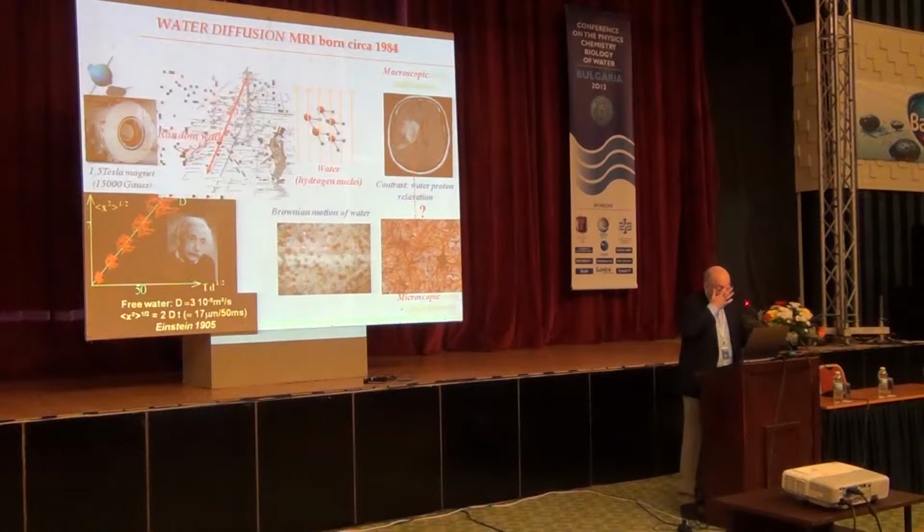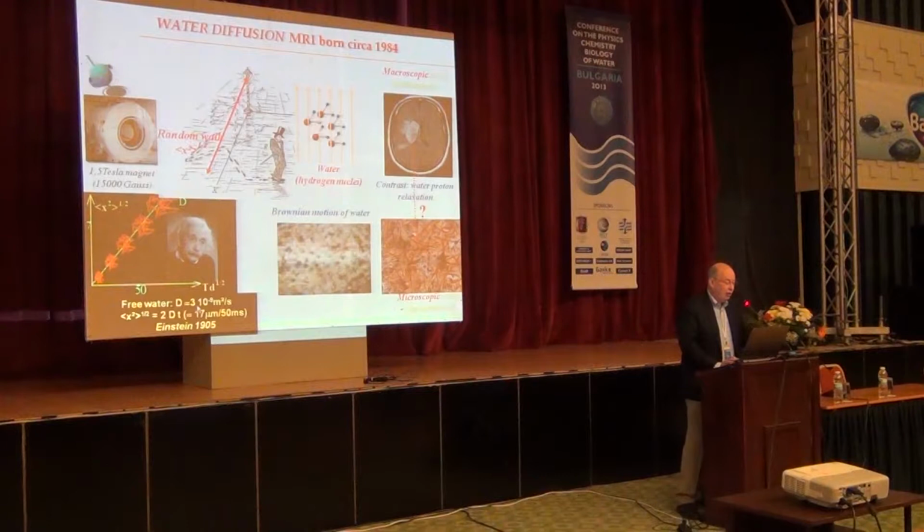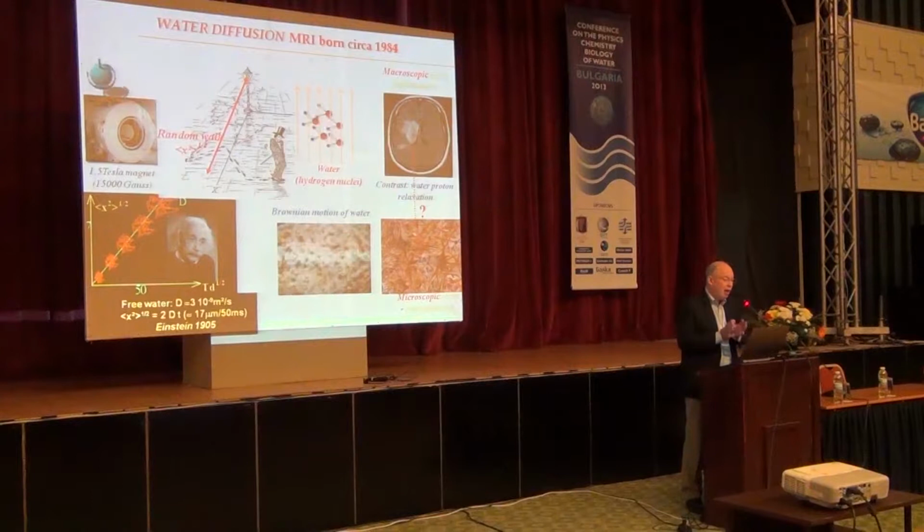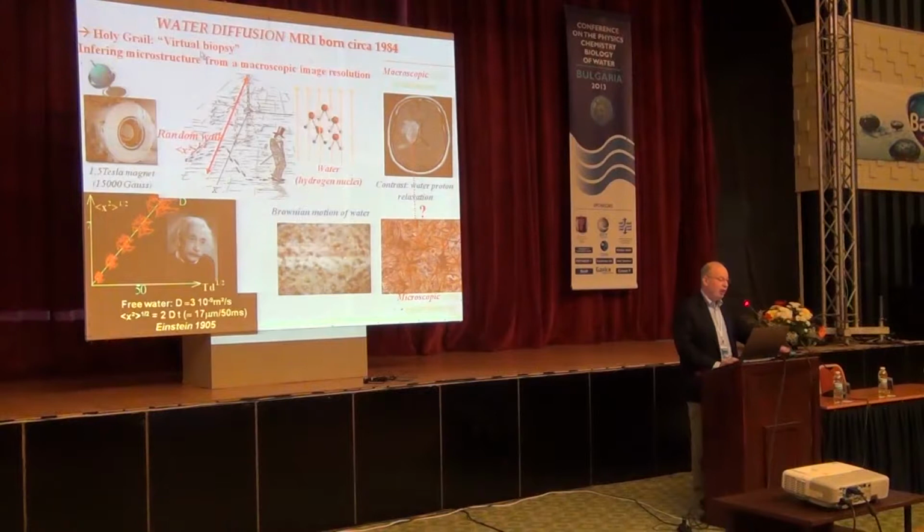And we are very lucky, because based on the work of Einstein, if we take the diffusion coefficient of water at the brain temperature, the displacement of the water molecules, in free water, I mean not in tissue like that, let's say in 50 milliseconds, molecules will move a distance of about 50 micrometers. We are exactly at the right scale. By measuring diffusion of water in tissues, we get some information at a microscopic level. So it's like a holy grail, a virtual biopsy, and it is the same idea that Einstein used in 1905, trying to get some microstructure information from images which are acquired at a macroscopic resolution.